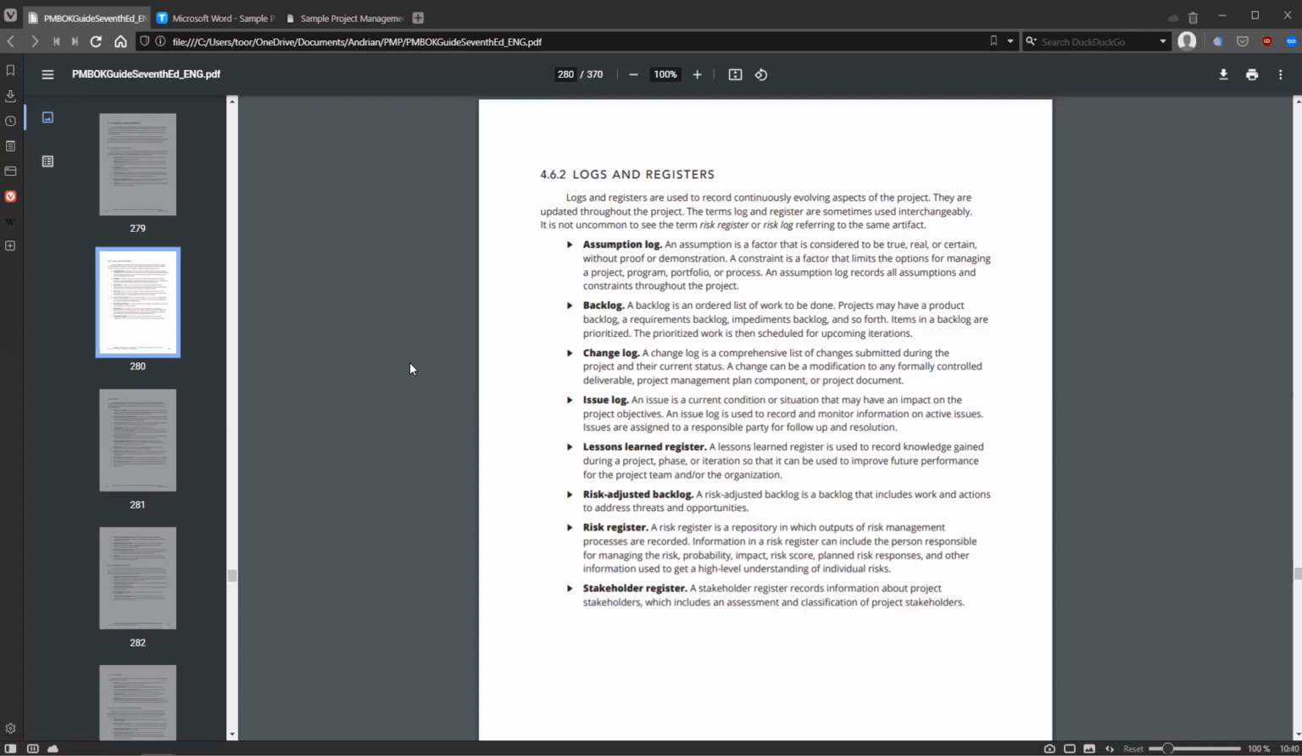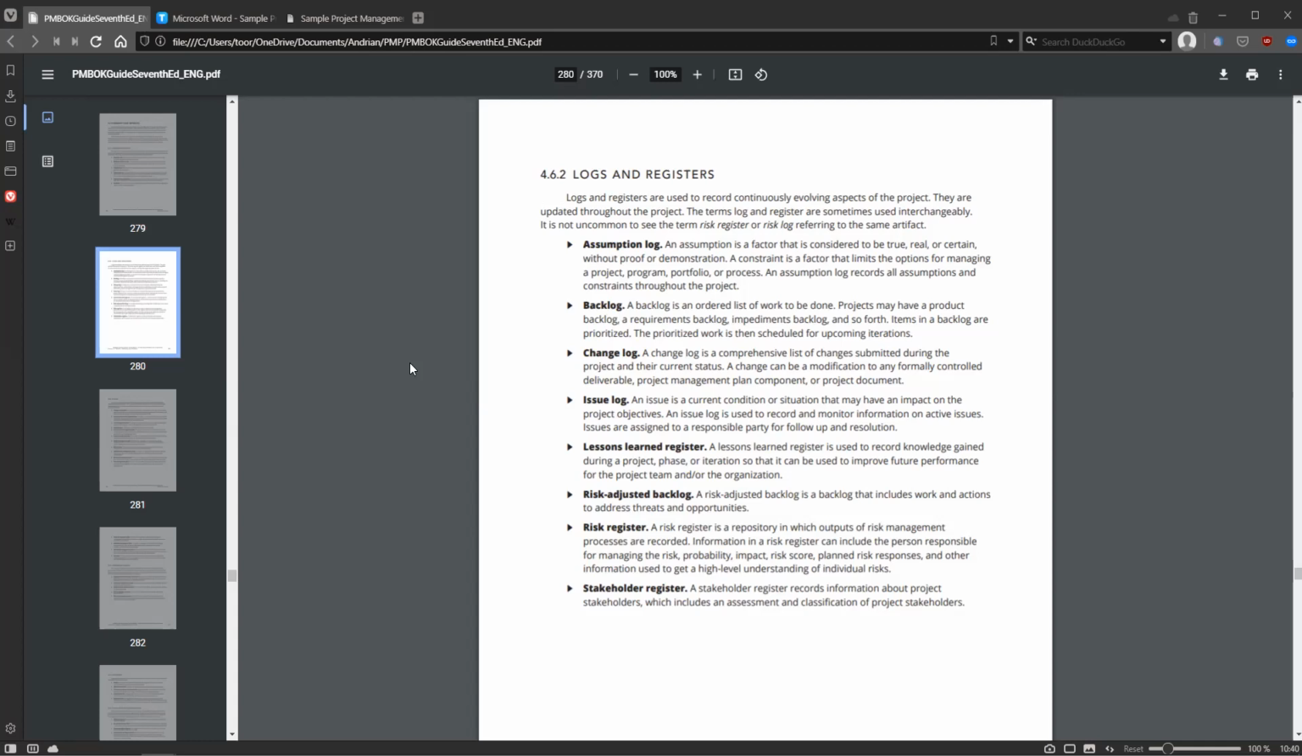So logs and registers, all of them can be drafted early on. Most of them can be captured early, except for the risk register, like the backlog or any other backlog. So they can be captured early on, even during initiation of the project, and especially during the project planning stage.